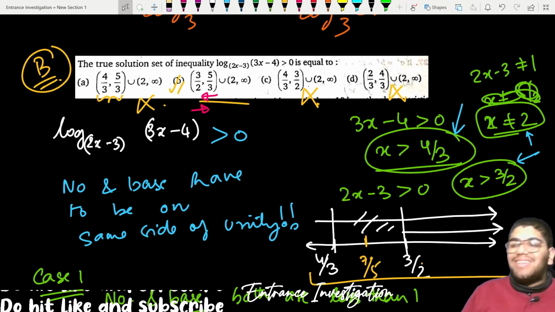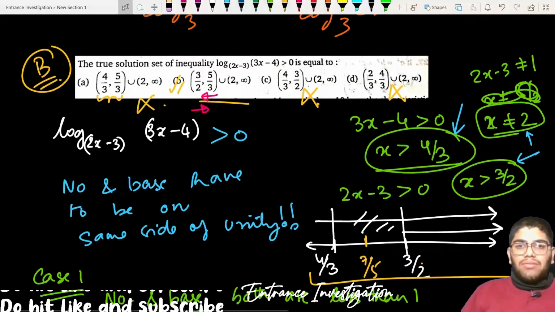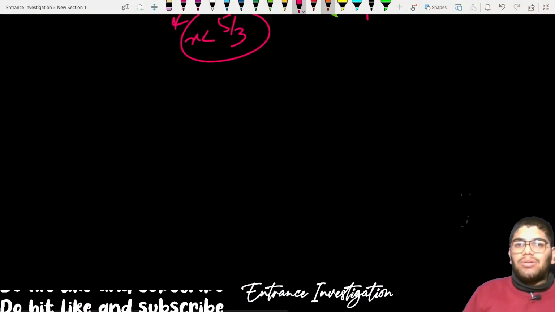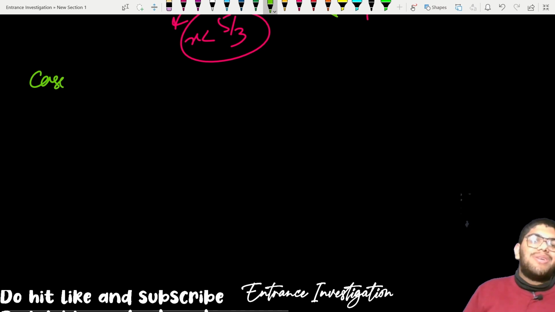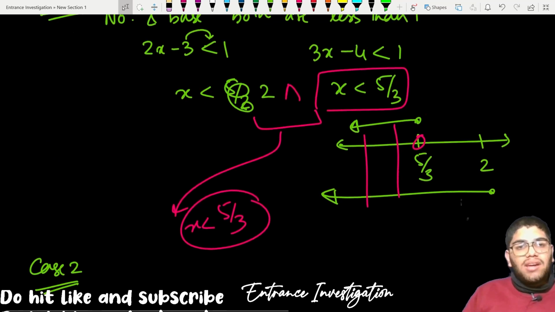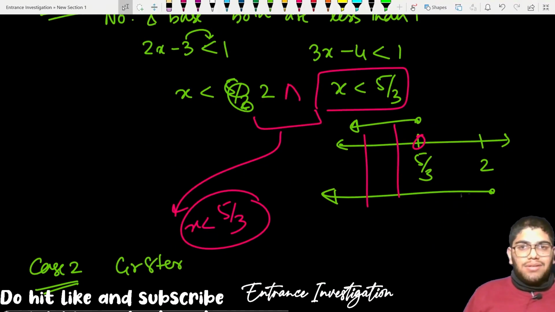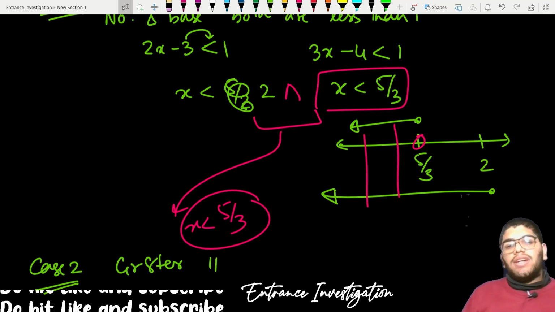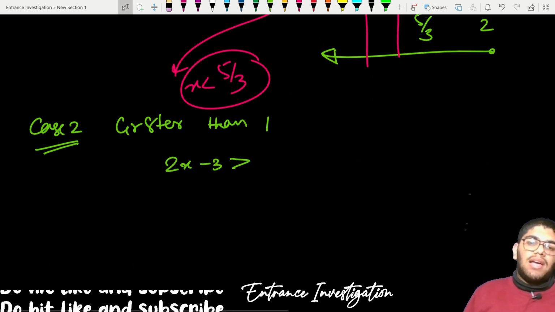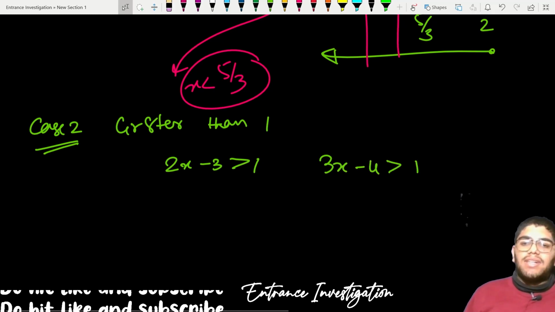We are the happiest people. So great, we got some solution which is actually matching. This is just an example, so don't worry, I will not look to the option anymore. Let us discuss case 2, when number and base both are greater than 1. So I am writing greater, don't mind the acronyms. Greater than 1. So 2x minus 3 has to be greater than 1 and 3x minus 4 has to be greater than 1.